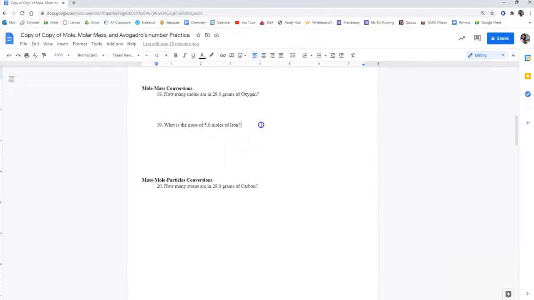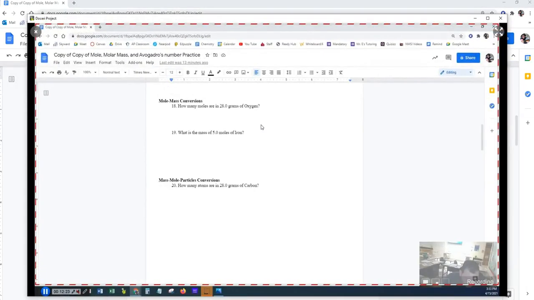All right, what's next? 5 moles of iron. I'll just tell you guys what you need to do here. I'm not going to do this one. 5 moles, you need to multiply by the molar mass of iron. Look on the periodic table. The molar mass of iron is 55.8. We'll call it 56. So 5 times 56.